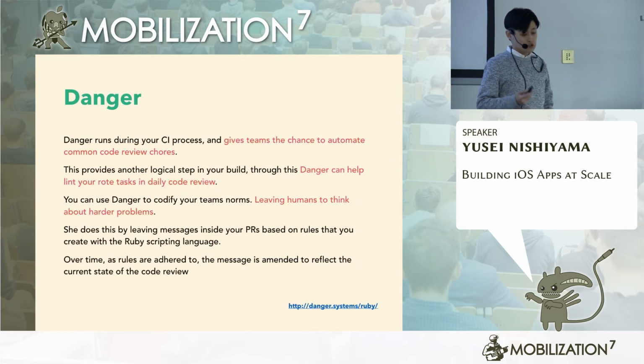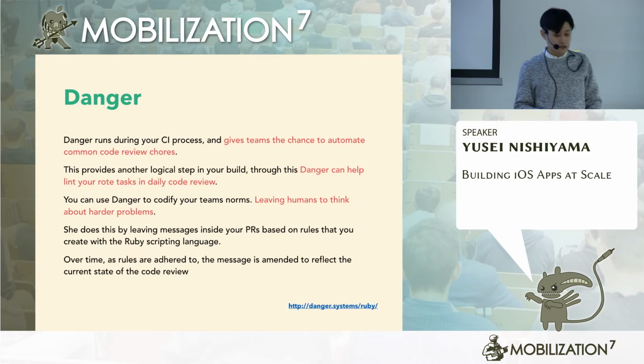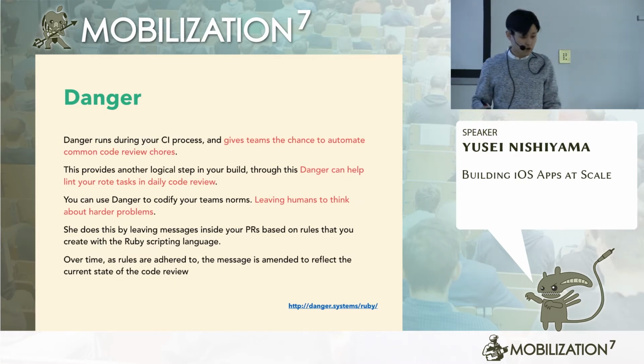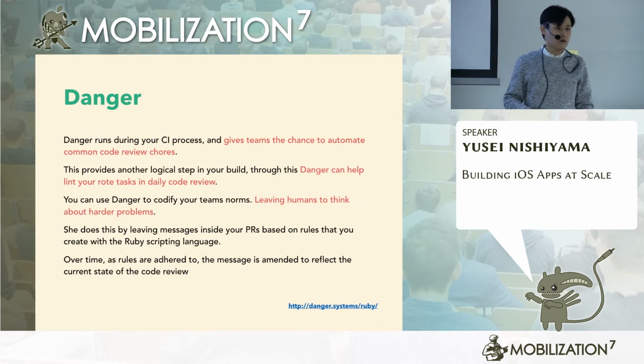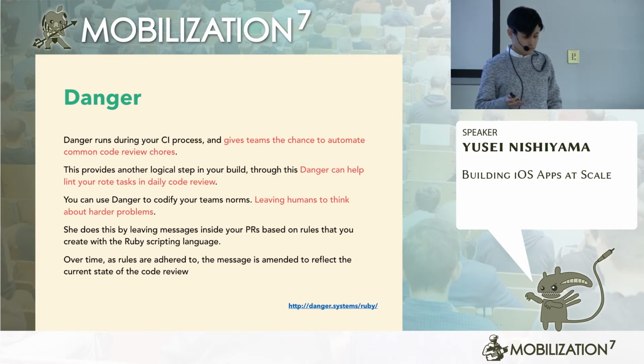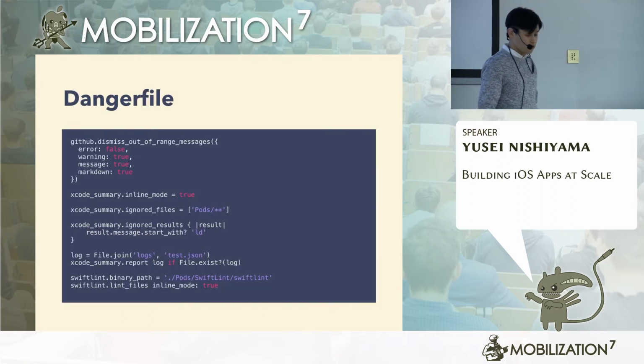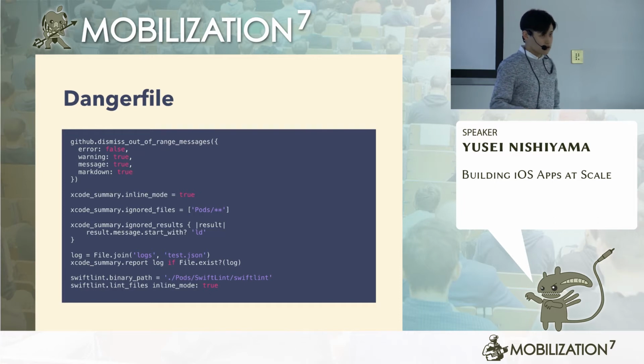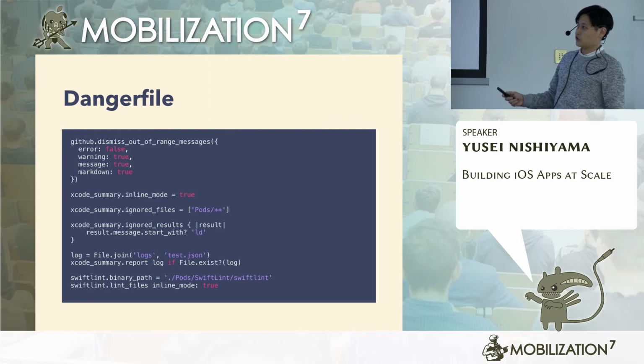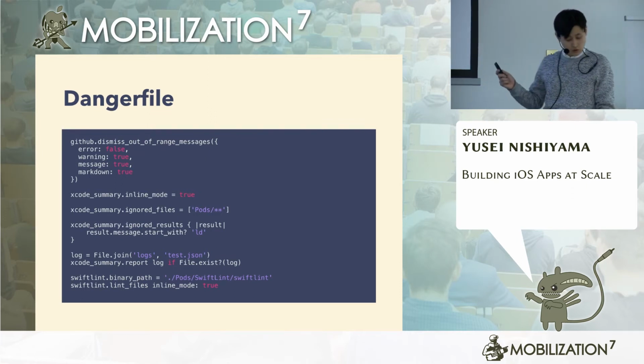Danger runs on your CI process and automates common code review tasks with the philosophy of leaving developers to think about harder problems. All you need to do is define rules that every pull request should meet in a text file called Dangerfile. I will not dig down into the detail of Dangerfile, but one important thing is you can execute a linter through Dangerfile.